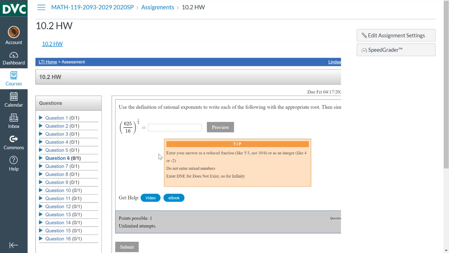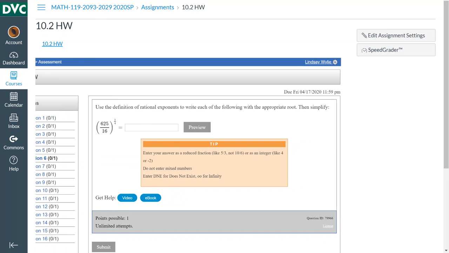In this video, we're going to do a problem that's similar to question 6 from homework 10.2. First, let's read question 6 together to make sure we can understand it, and then we'll do a similar problem on a separate piece of paper. So it says, and I'm going to go ahead and scroll over here so I can read it fully.